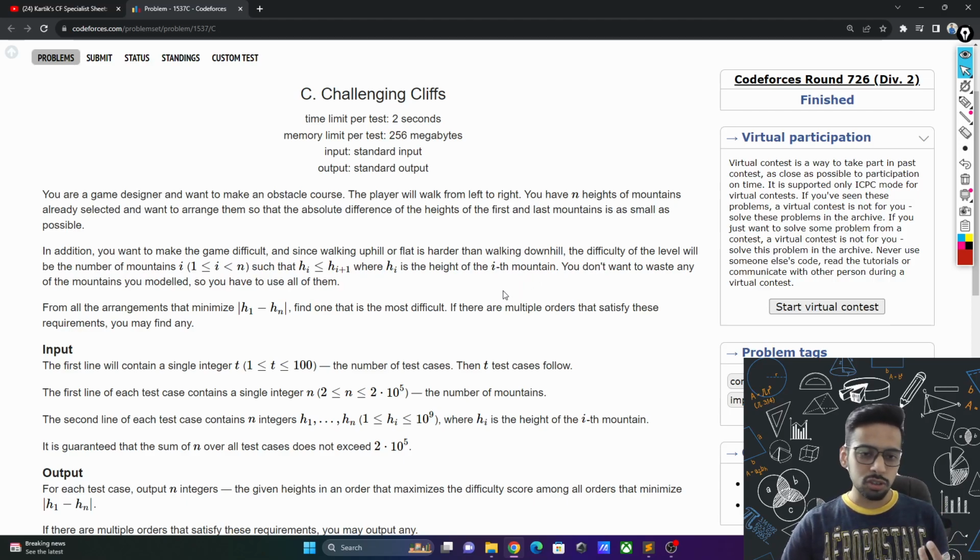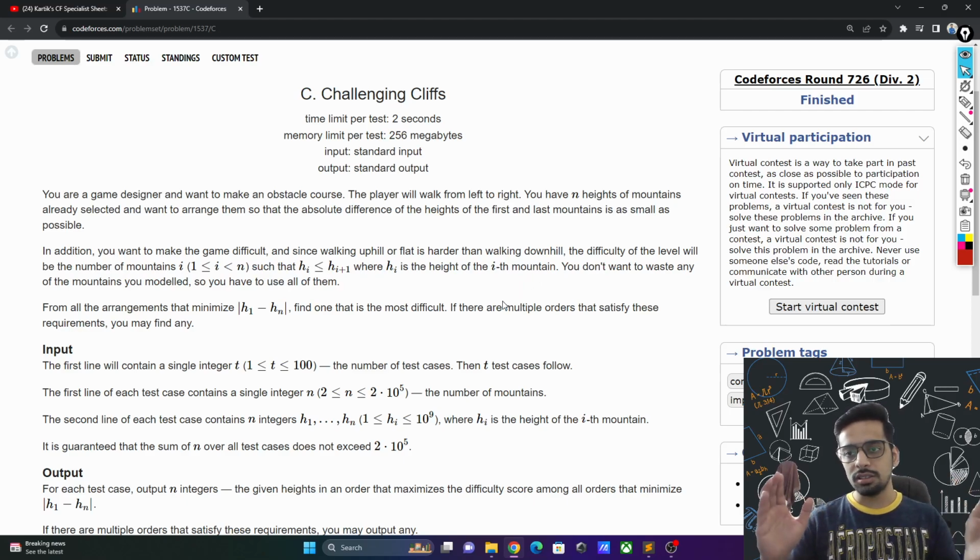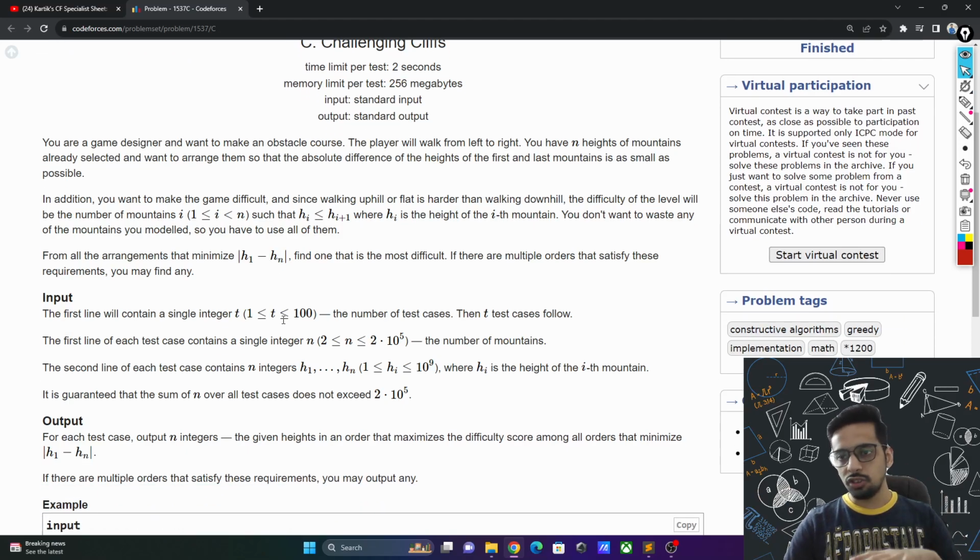Additionally, there is one more constraint: when you rearrange the hills, the first hill and the last hill, the hills at the extremes, the absolute difference between their heights should be the minimum possible. When you're trying to juggle these two conditions, you need to ensure that minimizing this difference is priority number one, while the movement from left to right is priority number two.